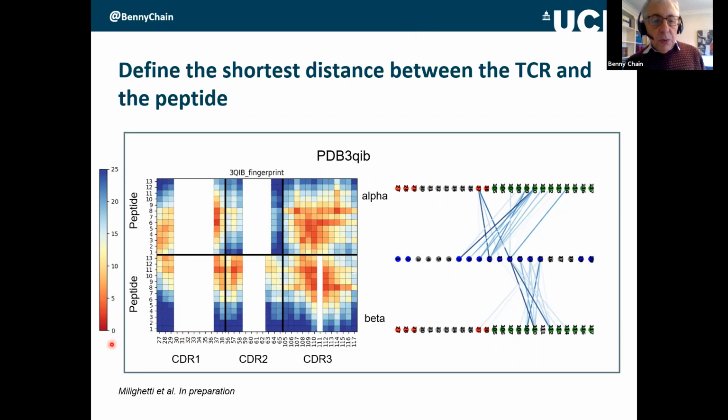And so here, what you see shown in each one of these squares is the distance between the peptide residue and the TCR residue. And in fact, it's the closest distance of any atom within the residue. Of course, each amino acid is made up of many atoms. This is the shortest distance between an atom on the peptide and an atom on the TCR at that position. And you can see there are, again, hot spots here, just exactly as I showed you. This is the alpha chain and the beta chain.